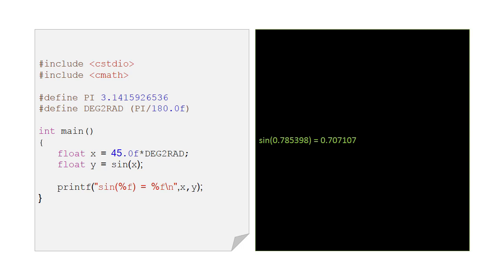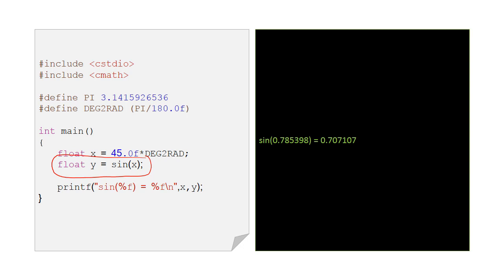So in this example here, now we define these in the main. I've created a variable called x. So x is essentially 45 degrees. But if I multiply it by deg2rad, it'll convert that to radians. So the preprocessor will replace this by this. So x will contain 45 degrees in radians. Then we can just do float y equals sine of x.